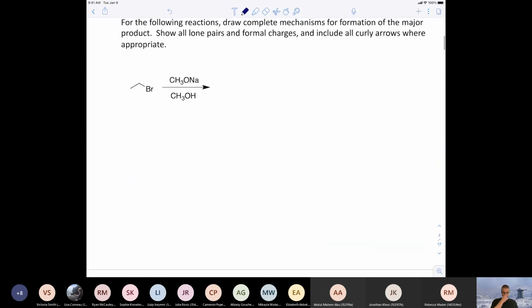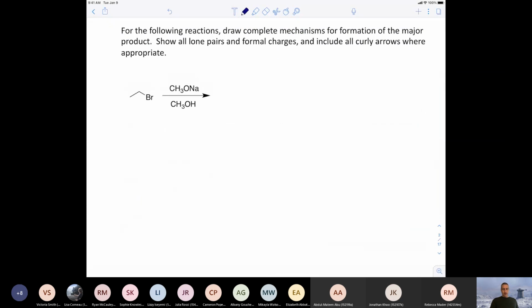Okay, we want to draw the mechanism for this reaction. Show all lone pairs and formal charges. Include curly arrows where appropriate. So what we need to do, I call this kind of question the full meal deal. You've got to draw everything. I want all the lone pairs, all the arrows, all the intermediates, all the steps, all the formal charges, everything that there is to draw. I'd like to see drawn out there.